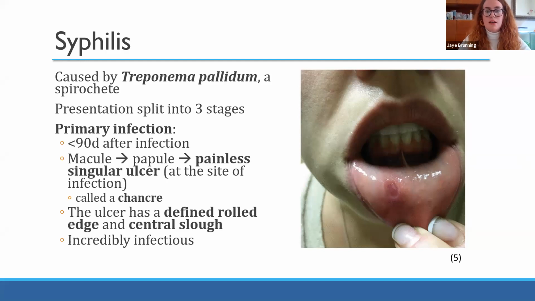The ulcer itself has kind of this defined rolled edge, so it looks like it's kind of rolling over, and there's some sort of slough in the middle. It's not very well defined. And again, this is incredibly infectious. So people are less likely to present with this because they might not notice it as it's painless, but if they do, then we need to get on top of it then and there.